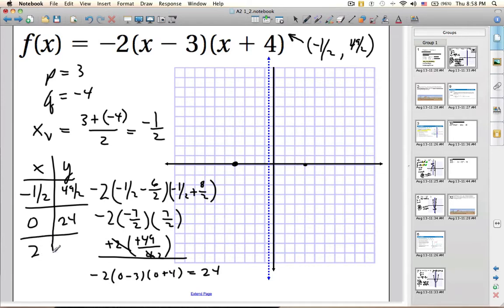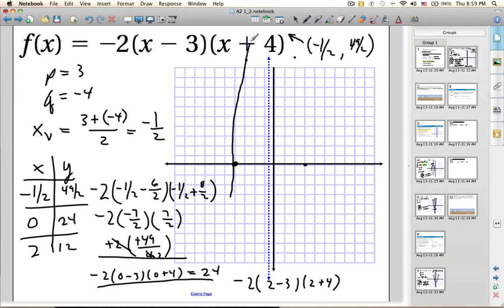If I plug in 2, I've run out of a little room over here, but I'm going to do it here. -2 times 2 minus 3 times 2 plus 4. So 2 minus 3 is -1. 2 plus 4 is 6. -1 times 6 is -6 times -2, that's 12. So over here at 1, 2, I can get all the way up here at 12. Right? So my graph looks like this. And somewhere up there it's going to happen. It's going to be way up there. You see it's super, super steep.